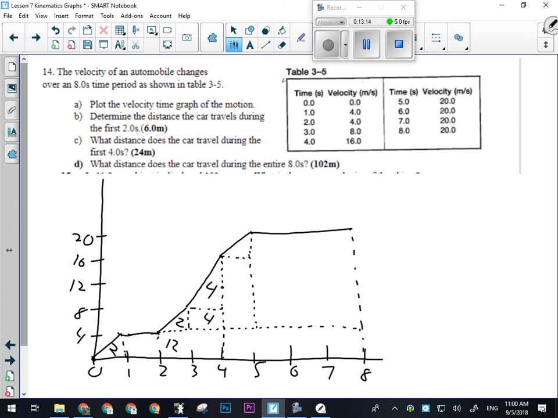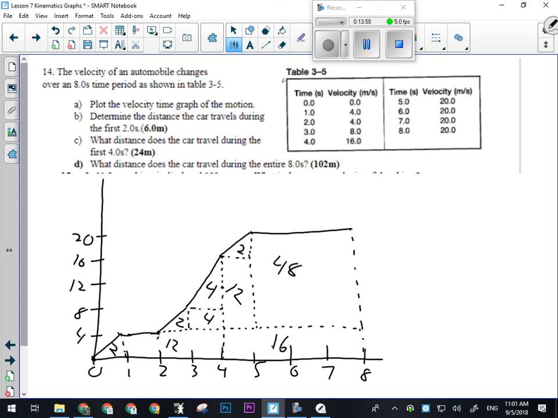And then what distance does the car travel during the entire 8 seconds? Well, then we just calculate the rest of these shapes here. So we'll have this triangle here that'll be 2, this rectangle, sorry, here that goes from 4 to 16. So it's 12. Then we've got this one here that's 4 long by 1, 2, 3, 4, so it's 16. And then this box here that is 1, 2, 3 by 16. It's 48. So that should add up to 102, if we do it all right.